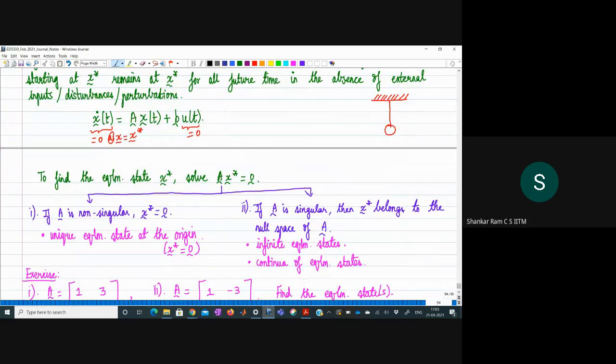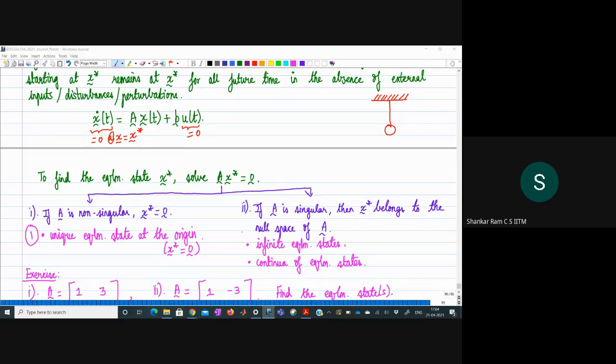Now the solution to this particular equation depends on the nature of the matrix A. For linear systems, there are two possibilities. The first possibility is that we can have a unique equilibrium state when the matrix A is invertible. So we have a unique equilibrium state at x star equals 0. That is what is called the origin. Typically in this line of study, when people use the word origin, they are essentially referring to the equilibrium state at x star equals 0. That is the origin in the state space.